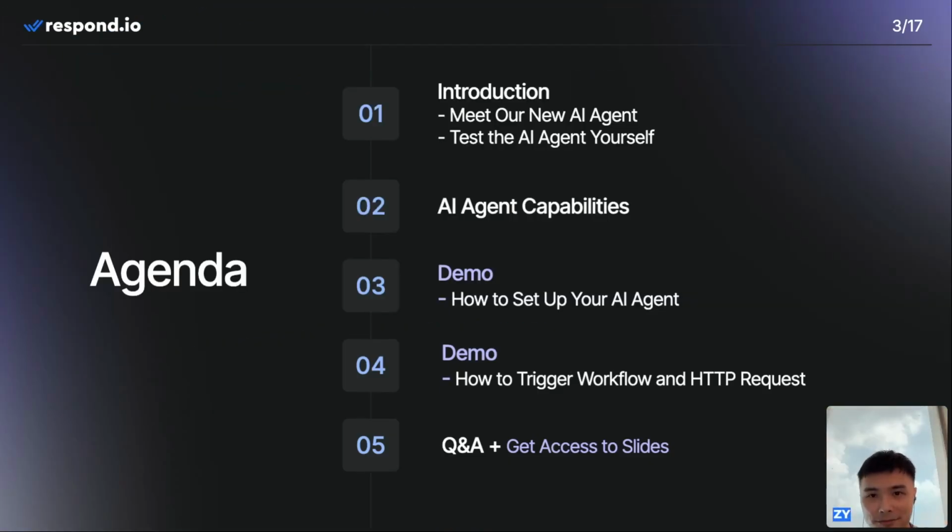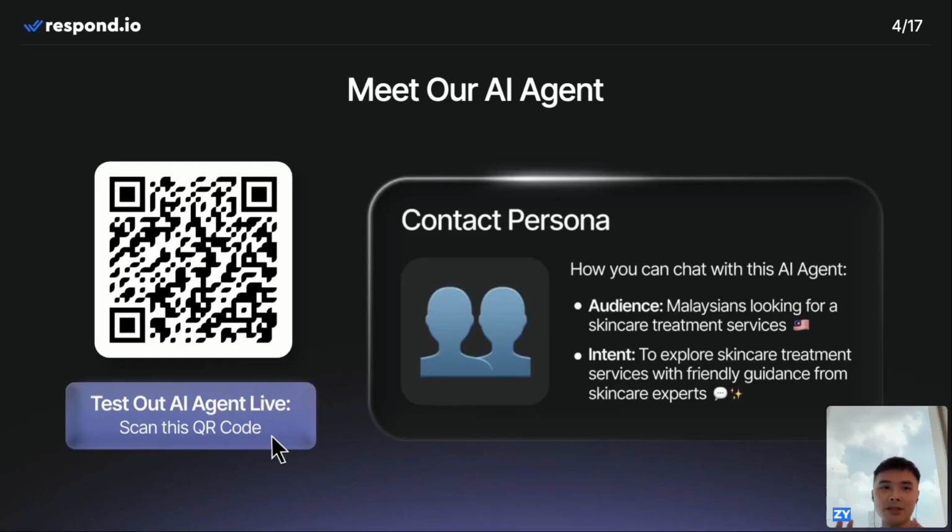All right, thanks, Tyler. Before we jump into the actual workshop, let's make this interactive. You can scan the QR code here or click on the link in the chat to chat with our AI agent, so you can experience how it feels to talk to our AI agents. To give some background, this AI agent is designed for a beauty clinic business, targeting the Malaysian audience looking for skincare treatments. The goal here is to help you explore the treatment with friendly guidance. I will leave this screen for a while so you can scan and start chatting with the AI agent.